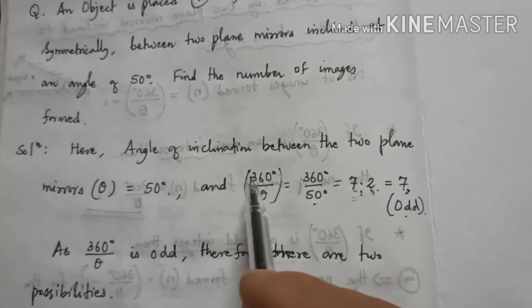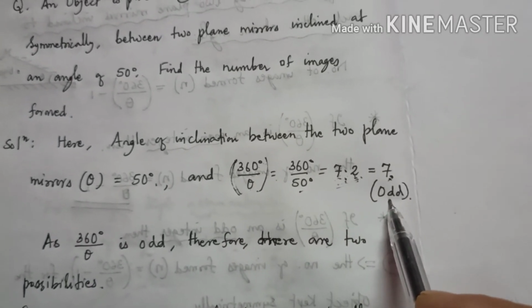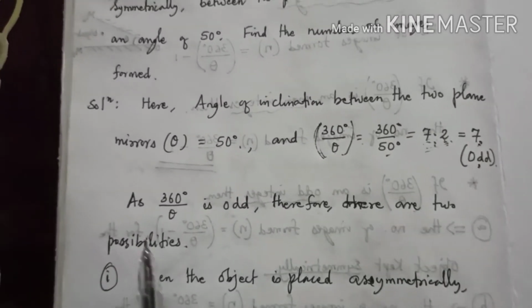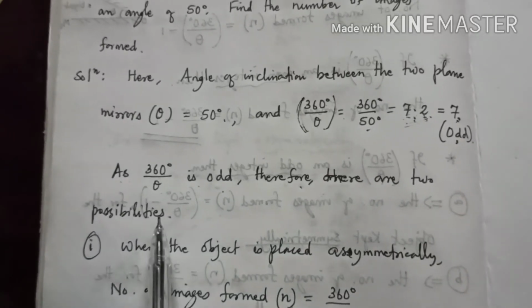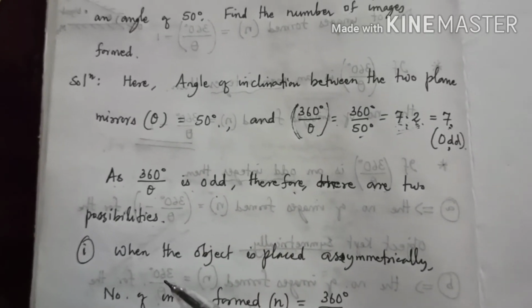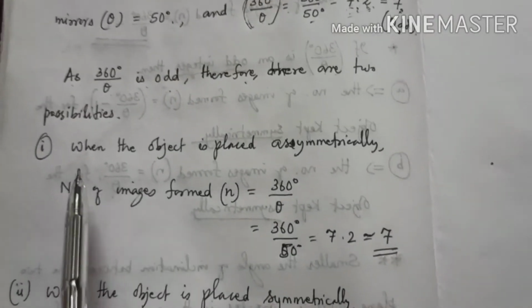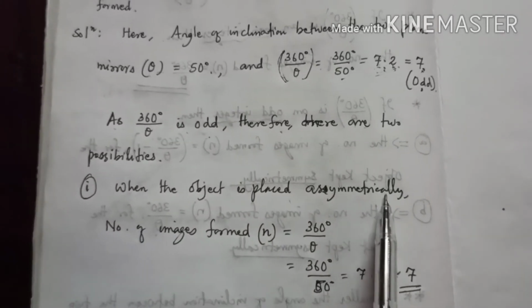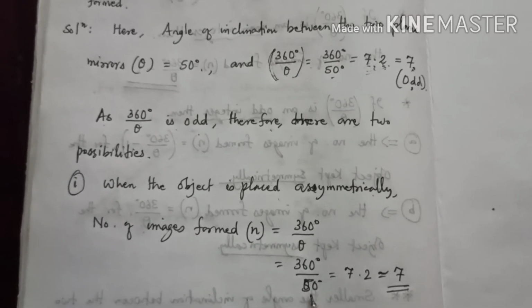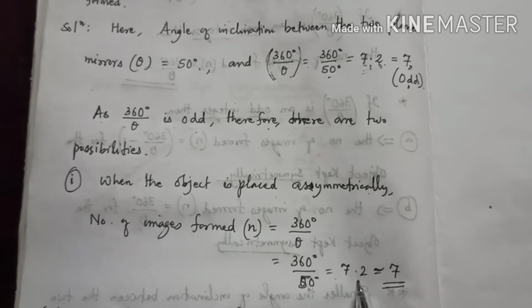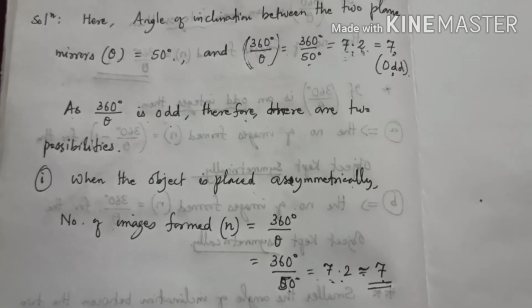Now if the value of this quantity 360 by theta is an odd integer, then you know there are two possibilities. So as 360 by theta is an odd integer, there are two possibilities. One possibility is when the object is kept symmetrically, and the other is when the object is kept asymmetrically. Now first one, let's see. Number one, when the object is placed asymmetrically, then the number of images formed is given by 360 by theta. So you are getting 360 by 50 degree, that is equal to 7.2. We'll take the number of images as 7. We take only the integral part, not a fraction or decimal.